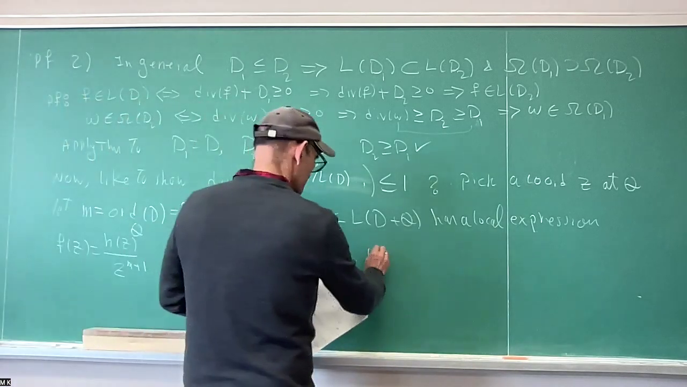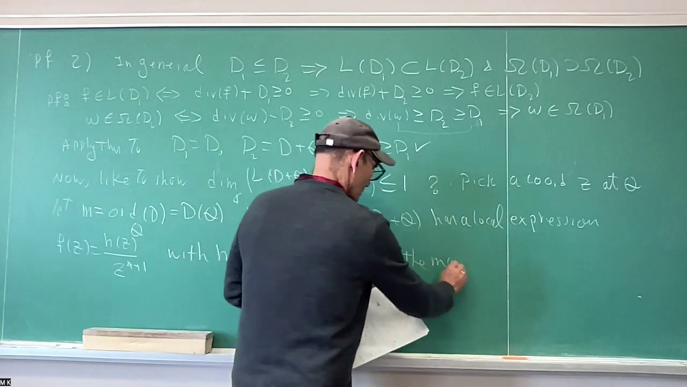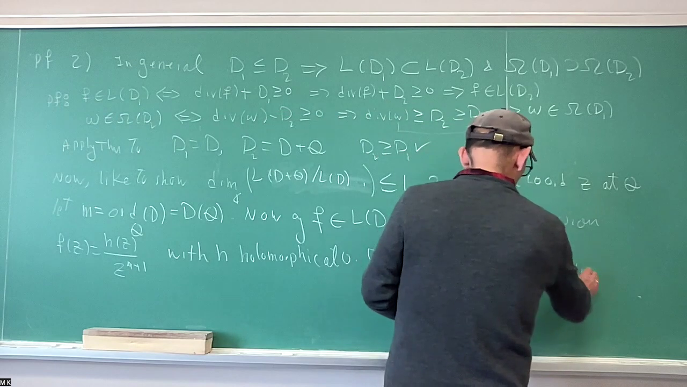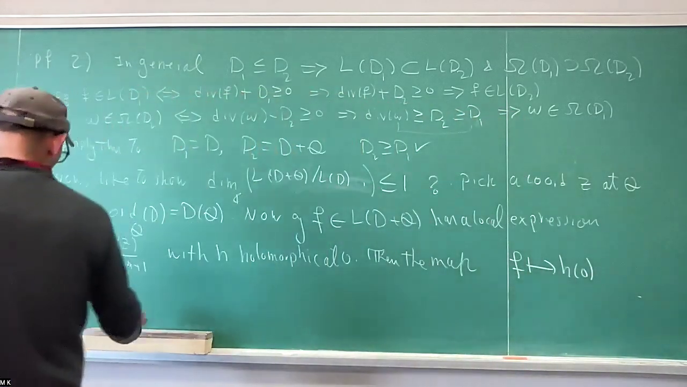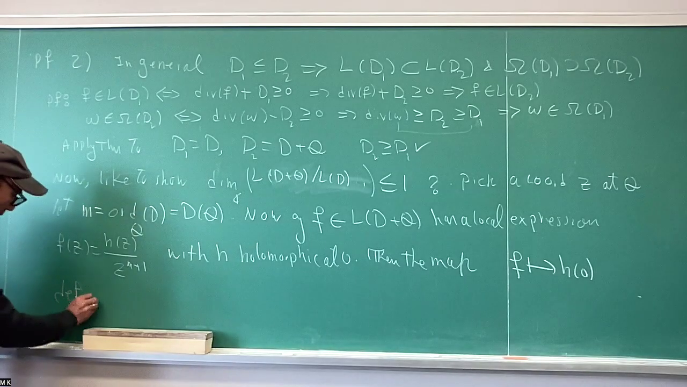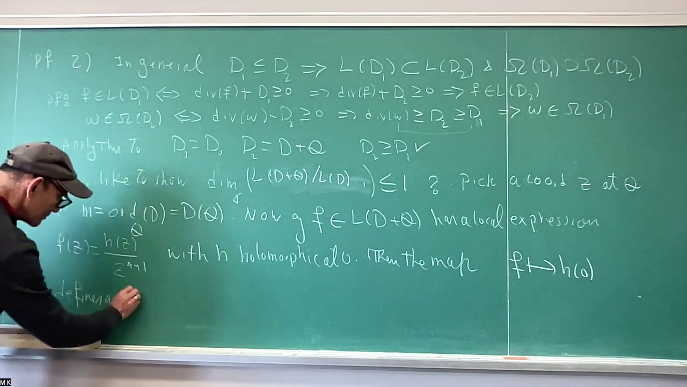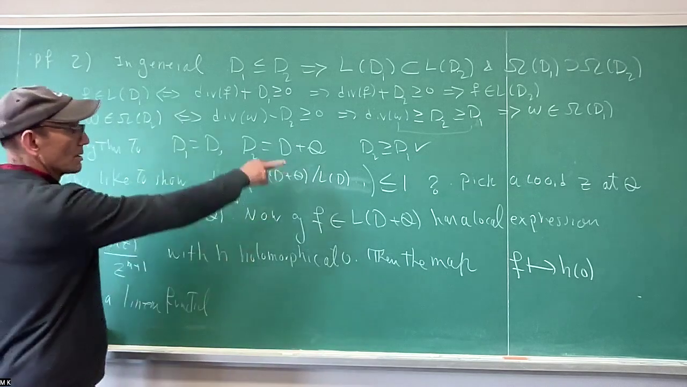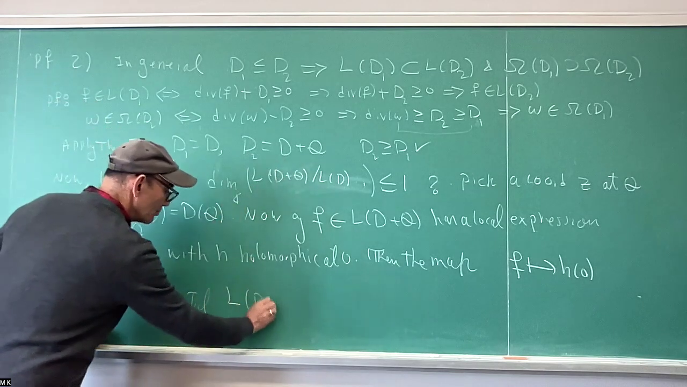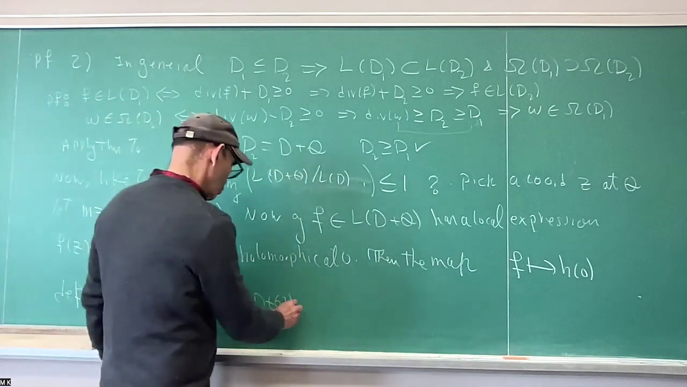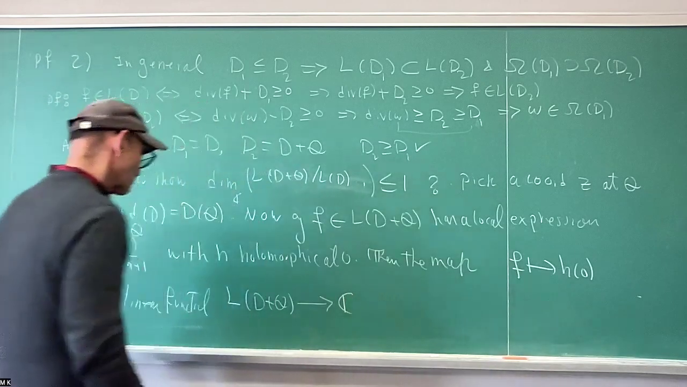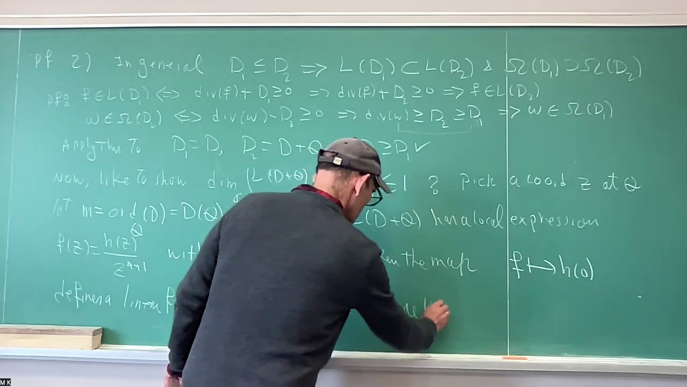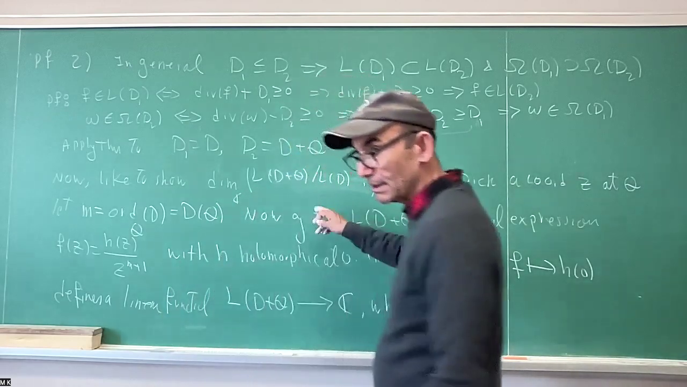So then the map f to h of z, h of 0, sorry, defines a linear functional from that big space L of D plus Q to C, whose kernel is exactly L of D.